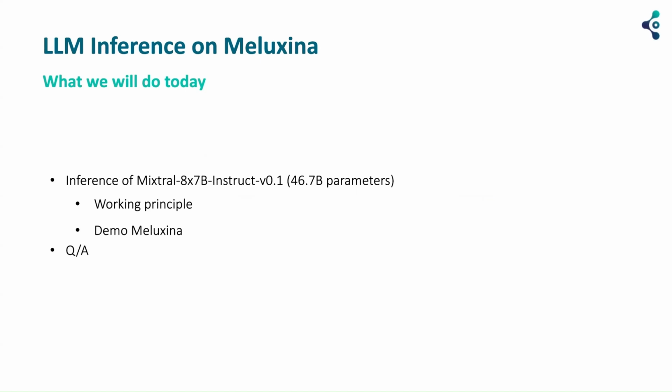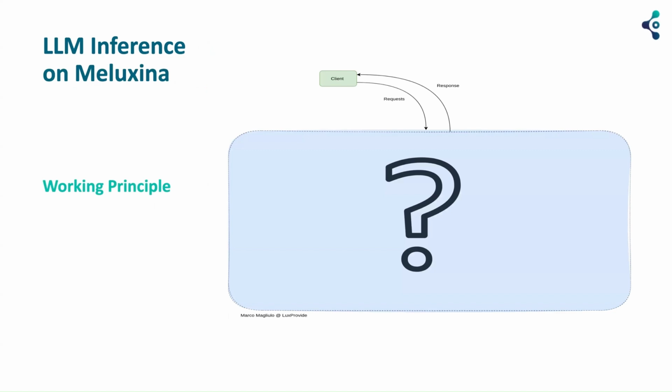So what we will see today is the inference of a mixture of experts model, the one with 46 billion parameters. I'm going to very quickly give an overview of the generic working principle, and the core of this talk will be the demonstration that I've prepared for you to be run on MeluXina. And then, of course, there will be, if you wish, some Q&A session.